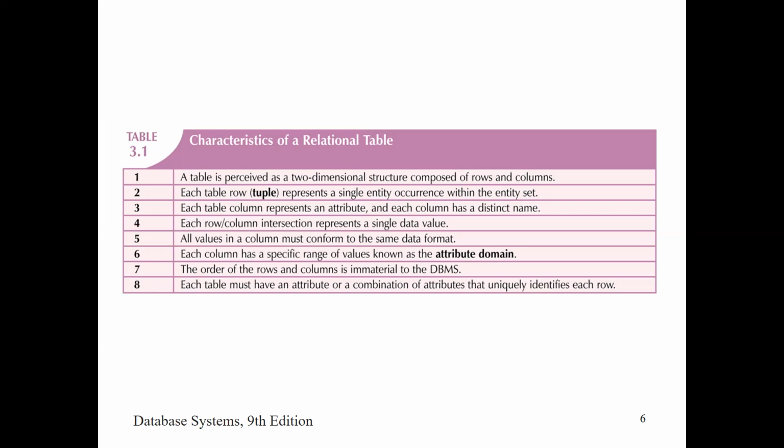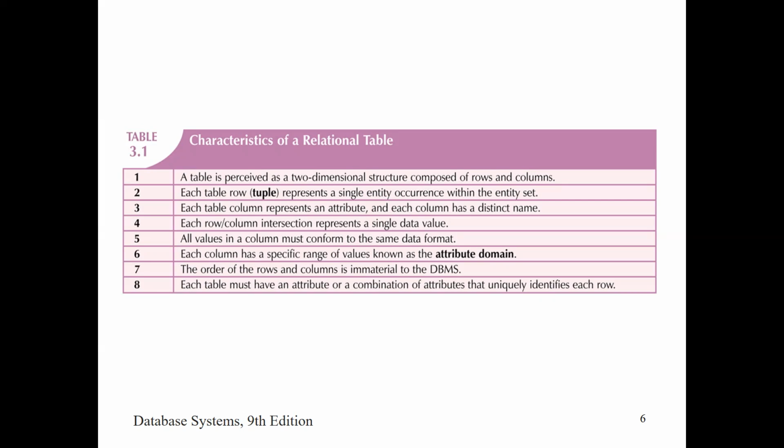Other characteristics of a relational database table include: a table is perceived as a two-dimensional structure composed of rows and columns. Each table row, also called a tuple, represents a single entity occurrence within the entity set. Each table column represents an attribute, and each column has a distinct name. Each row and column intersection represents a single data value. All values in a column must conform to the same data format. Each column has a specific range of values known as the attribute domain.